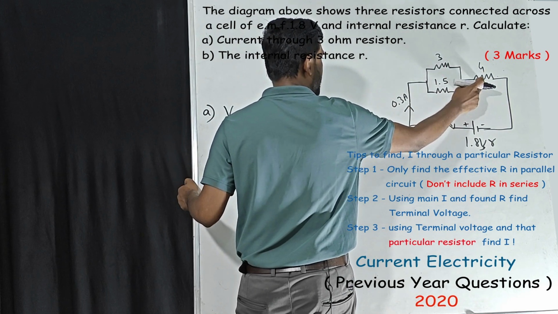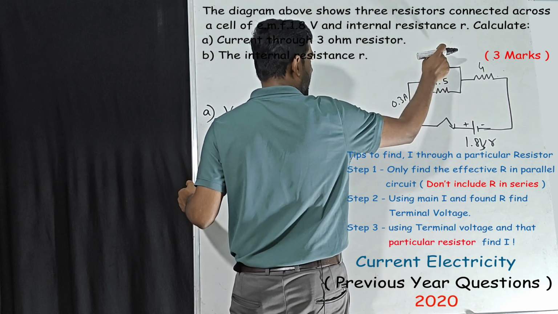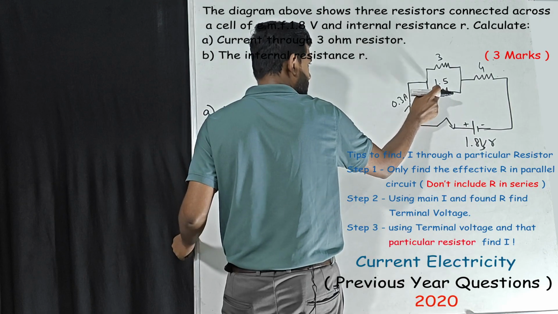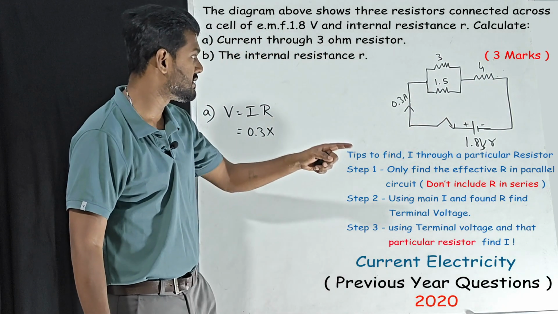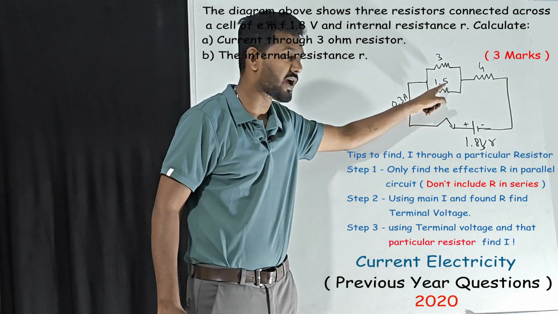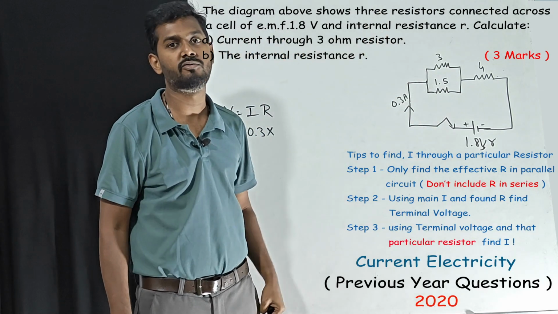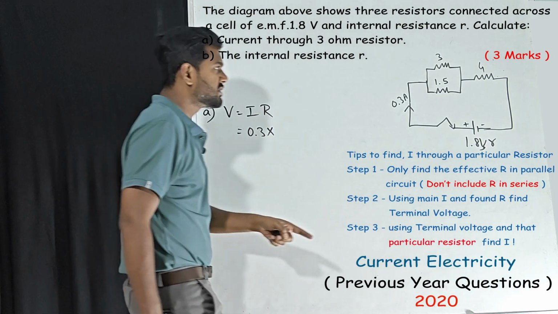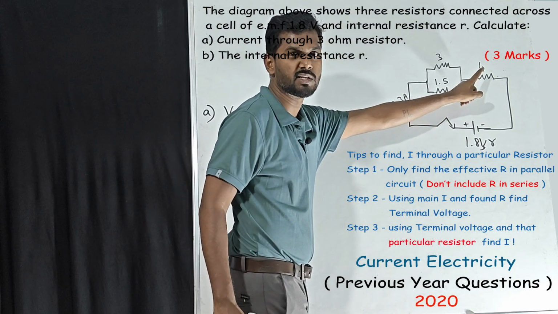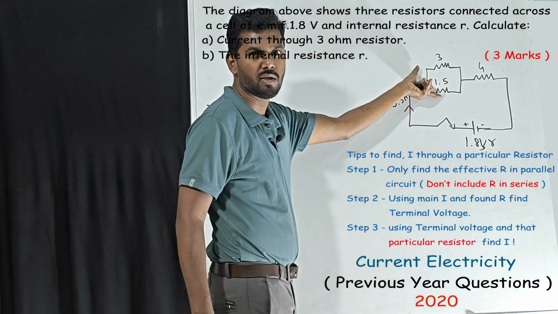Why are we not including this one? The current in the 3 ohm resistor we require depends upon this resistance also. That's why we are including these two. We should not include this resistance. Assume there are two more resistors, again in parallel, then we have to include everything. This resistance we should not use because this is not related to this complete value.